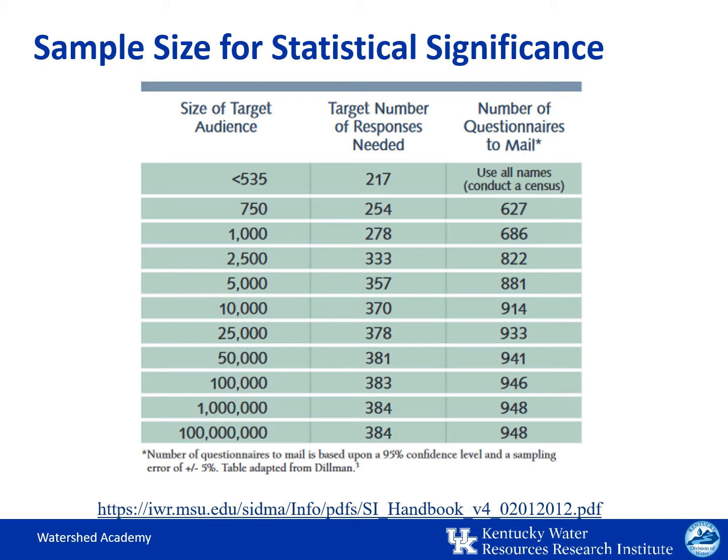Particularly if your audience is small, you need to think through your needs. Notice that you need to send mail surveys to over 80% of the audience at a small sample size of 750 to get the number of target responses for a statistically representative survey.